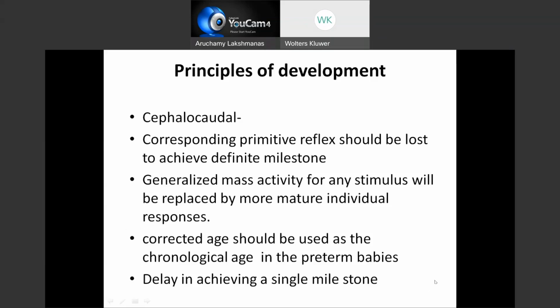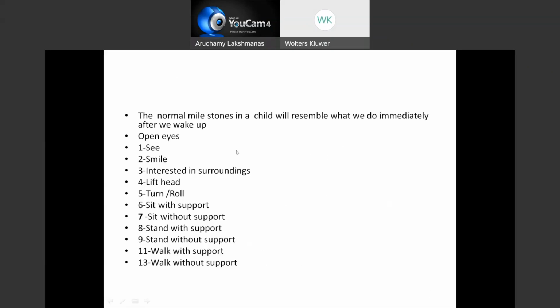And this point you have to remember. It will be very difficult for you to remember the milestones. Many students say that it is very difficult to remember the milestones. So you just remember what you do immediately after you get up from the bed. From tomorrow morning, just observe what you are doing immediately after you get up from the bed. First, you will open your eyes. Then you will look at your friend. If your friend is standing there, you will put a smile. Then you will be looking at the surroundings.